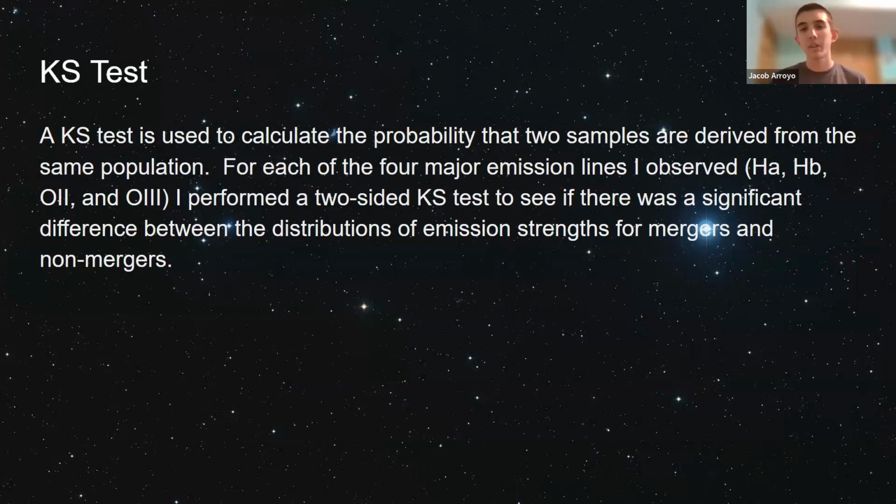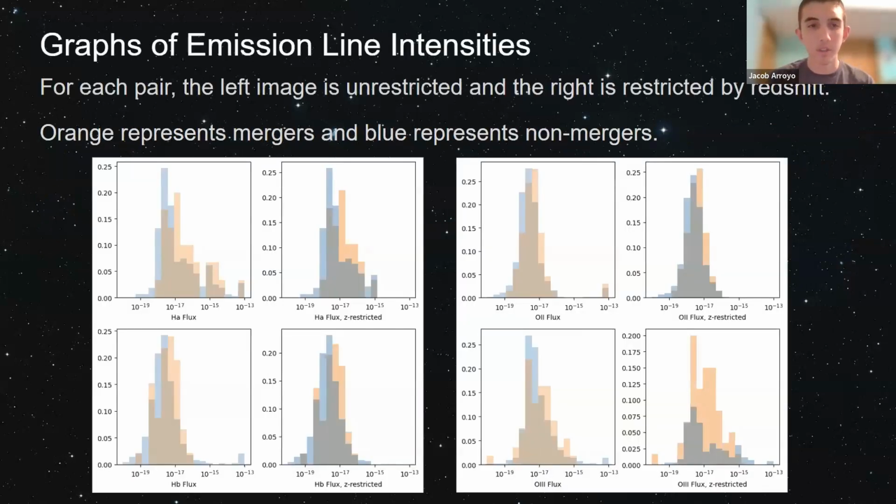Can we determine if there is a significant difference? And can we figure out if this is possibly related to active star formation, which I'll mention in a bit. So I have these graphs here of the emission line intensities.